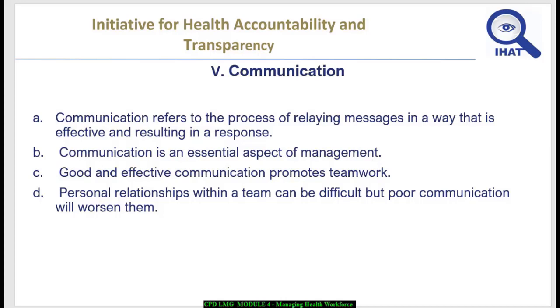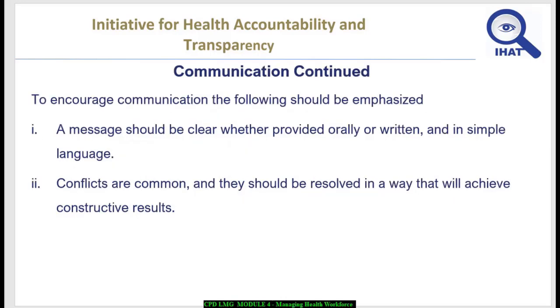Personal relationships within a team can be difficult, but poor communication will worsen them. To encourage communication, the following should be emphasized. A message should be clear, that is, it should not be ambiguous, whether provided orally or written, and in simple, clear language. Conflicts are common, and they should be resolved in a way that will achieve constructive results.